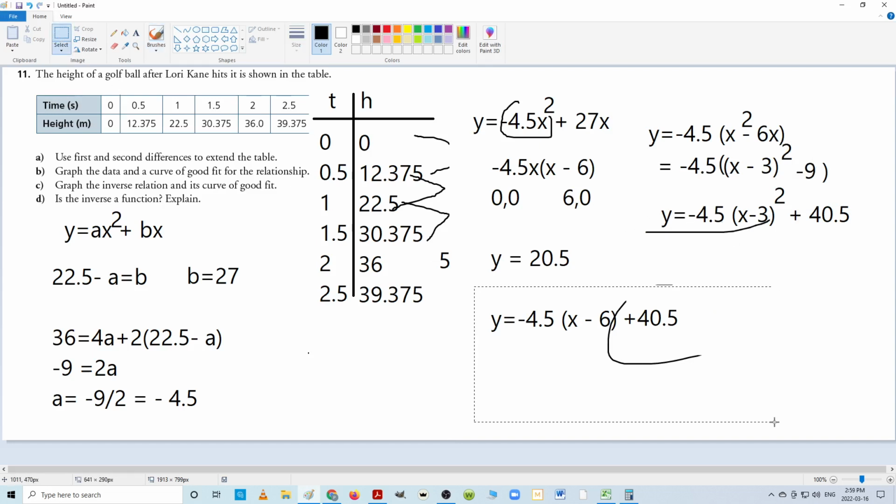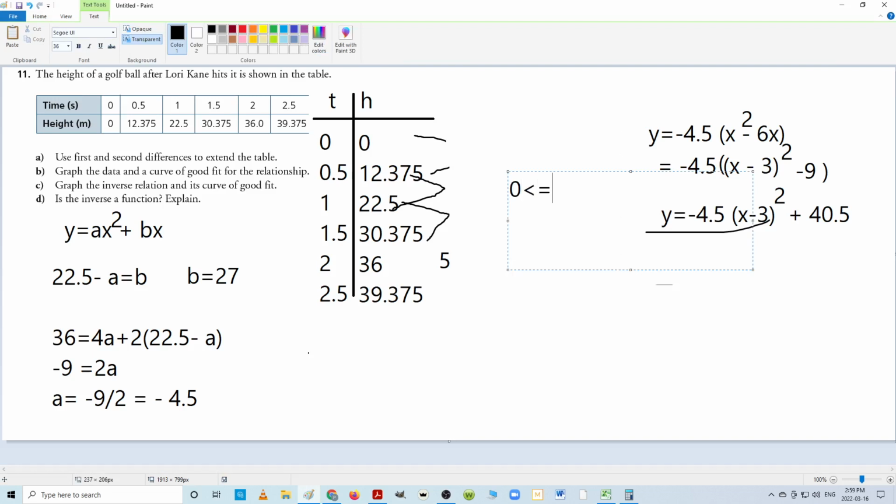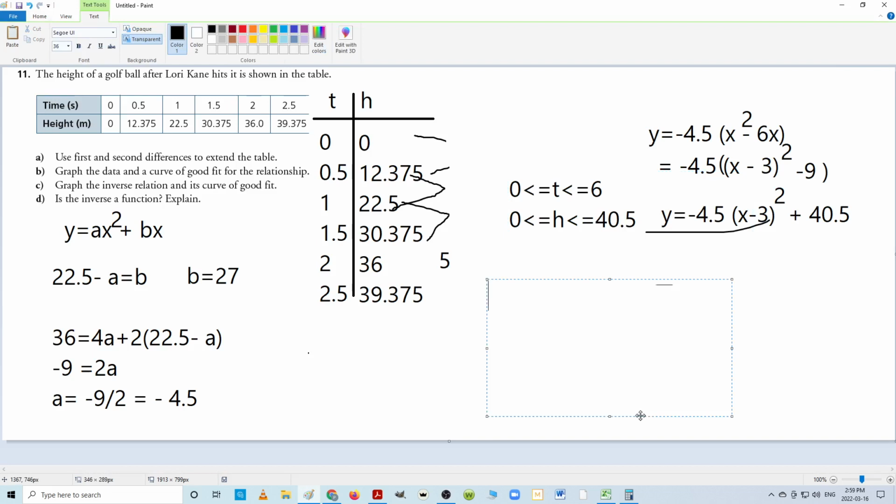And if I was to do the inverse, now notice it has domain restrictions and range restrictions. The domain is 0 is smaller or equal to the time, which is smaller or equal to 6, and 0 is smaller or equal to the height, which is smaller or equal to the maximum of the height, which is that. Which means when I flip it, the new one will have an x restriction of this, and they'll essentially swap their domain and range.